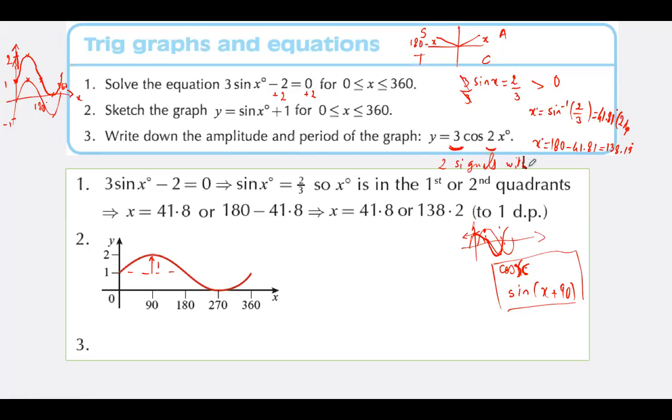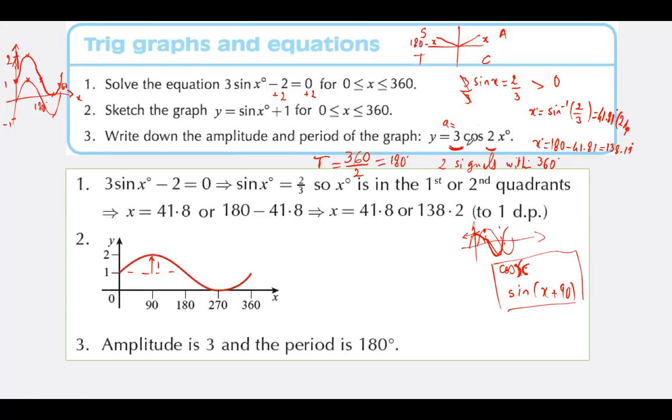Sorry to interrupt you. In some of the questions it says write down the period. Yeah, so they're asking for T. T is just 360 divided by that number. Or if you can't remember, just think: I've got two signals within 360. So that means I can put 1 signal within half of 360, which is 180. And then the other, so that's 2. So period 180, amplitude equal 3.